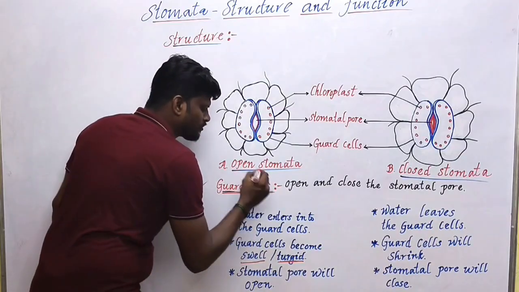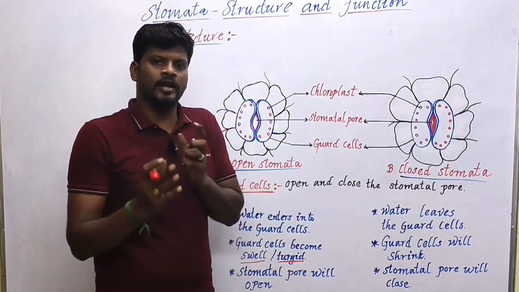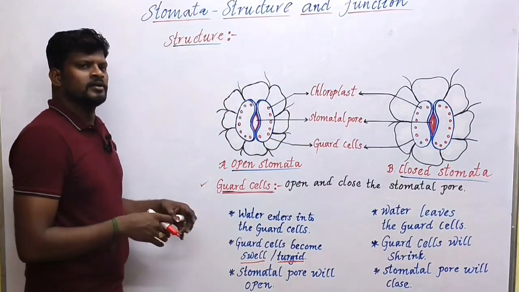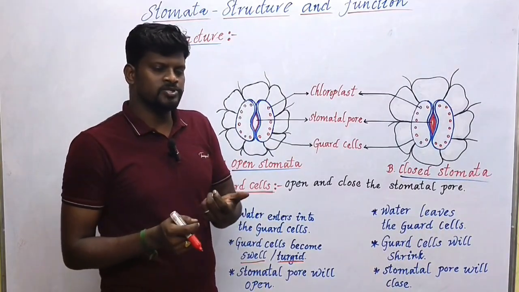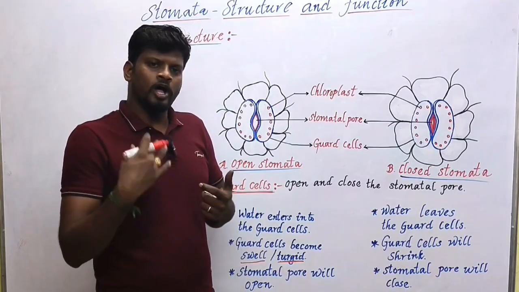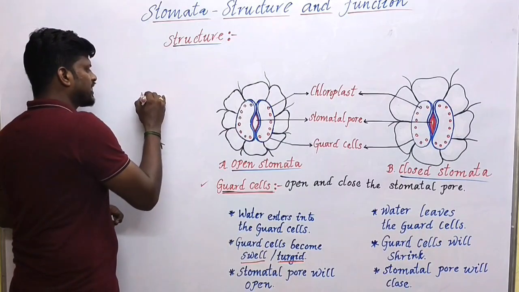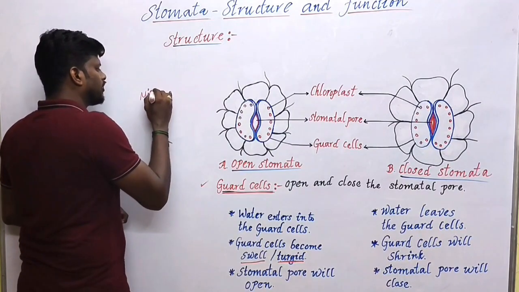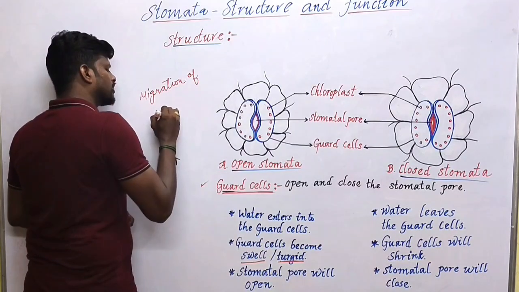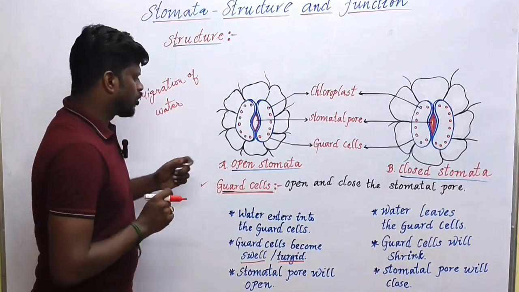So very important. One more question. Which part of the stomatal apparatus regulates closing and opening of the stomatal pore? It is nothing but the guard cells. Now you may have another question: how does the stomatal pore open and close, or how do the guard cells open and close the stomatal pore? You can say this happens by the migration of water. Migration of water. Let me explain how this occurs.